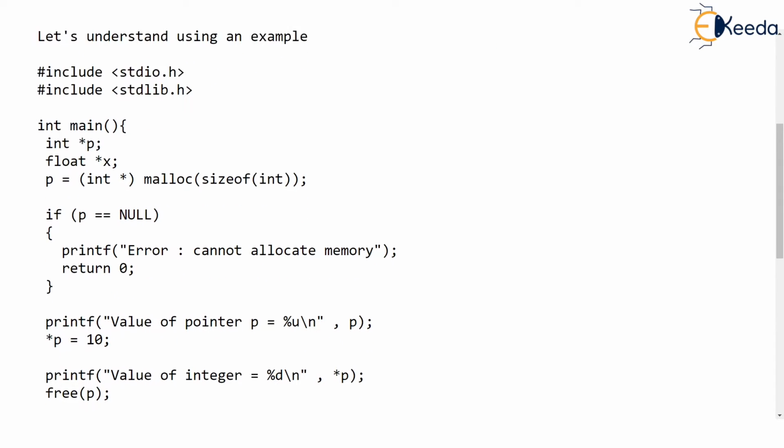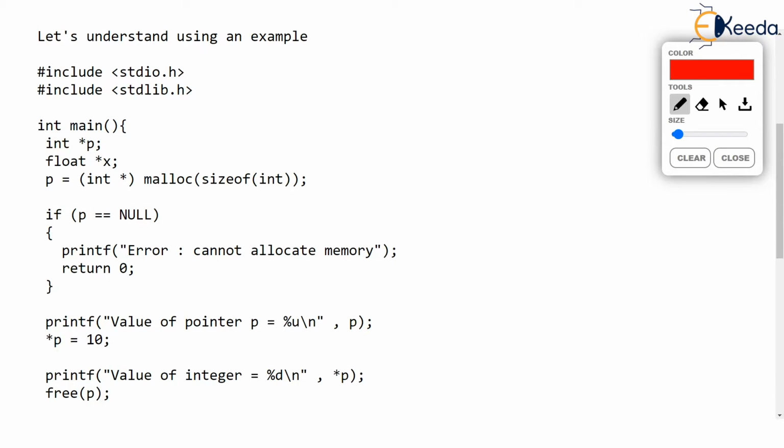Now check this. We have included stdio.h and stdlib.h, both files. And main starts over here declaring two pointers, int asterisk p, float asterisk x. So definitely in the RAM, in the memory, there is a pointer called p and there is a pointer called x. Two pointers have been declared, and come again, p can point to an integer because it is an int pointer, and float pointer x can point to a float.